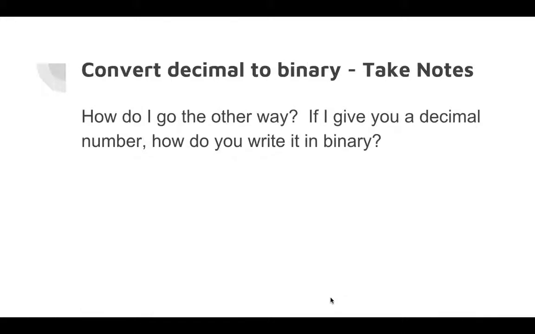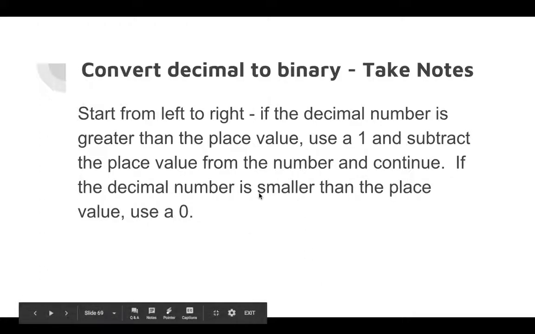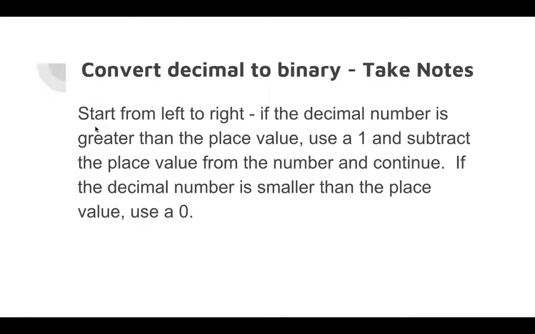All right, so now that we've gone from a binary number to finding the decimal number, we're going to go the other way. If I have a decimal number, how do I write that in binary? The way you do that is you start from the higher place values and go from left, the higher place values, to the right, which are the lower place values.